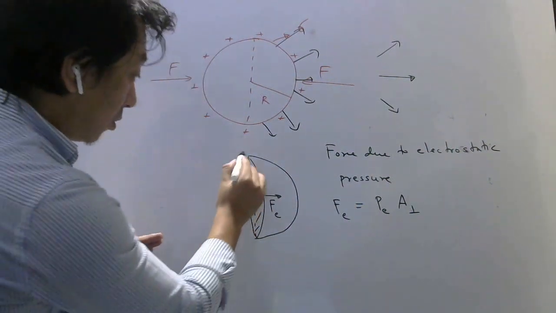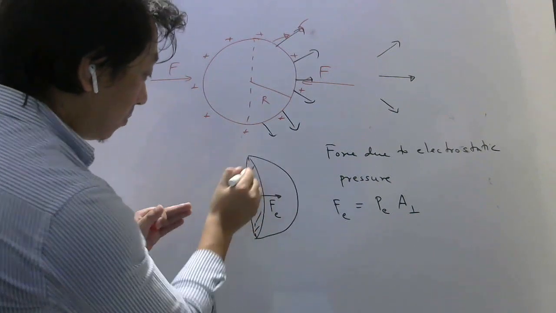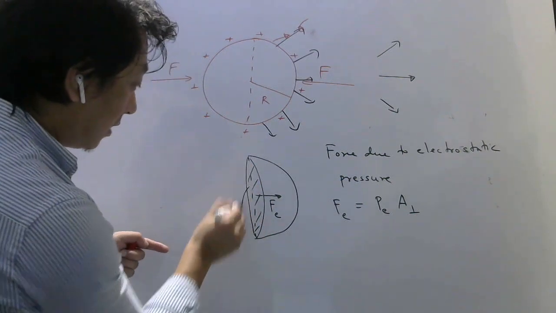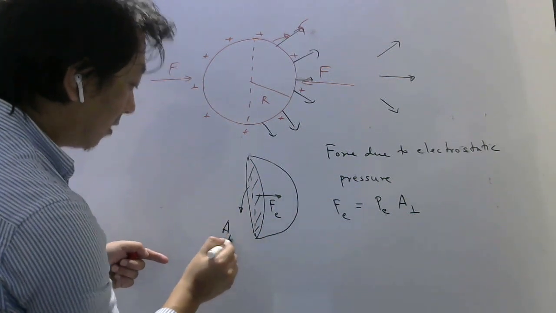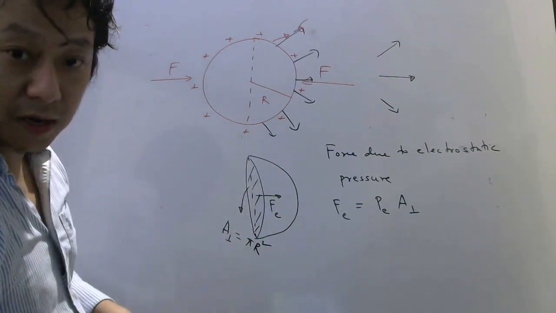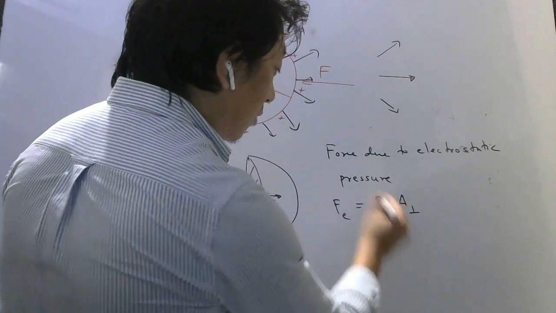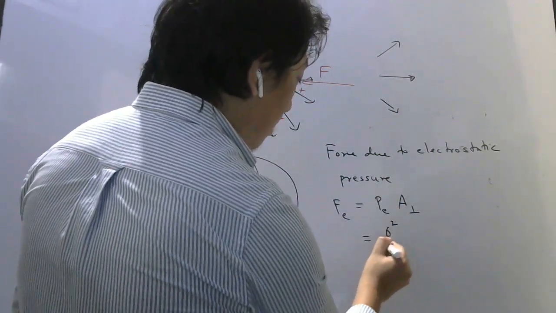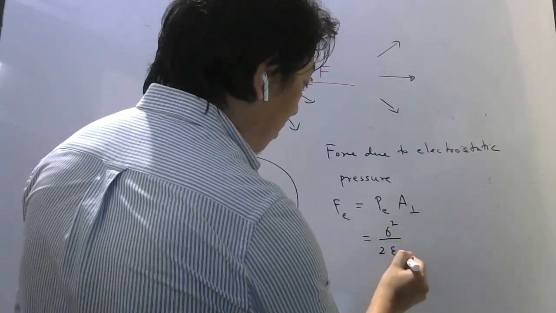Okay, and that projection of this area perpendicular to this force will be this area. So this is your A perpendicular, which will be what? Pi r square. Right, students? So what is the formula for electrostatic pressure? Sigma squared by 2 epsilon naught.